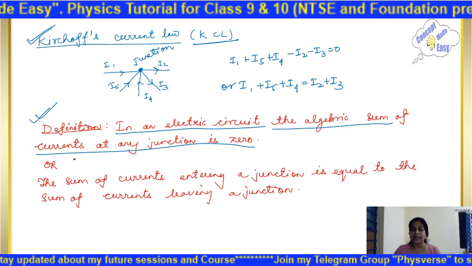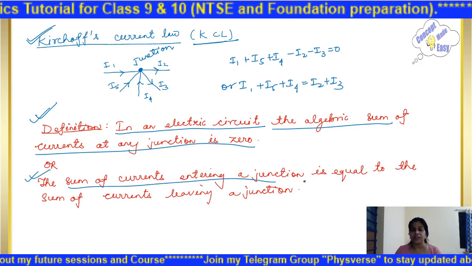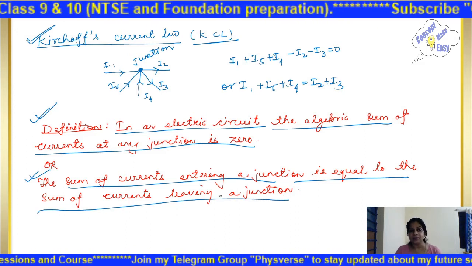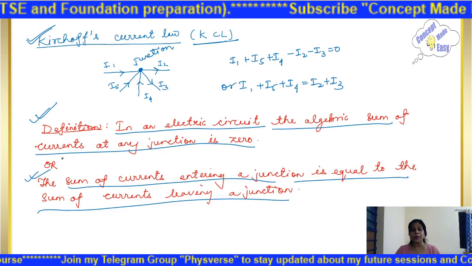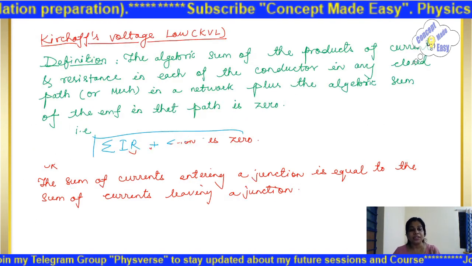Or another definition is that the sum of currents entering a junction is equal to the sum of the currents leaving a junction. So this second equation is the definition. Okay, I think this is very simple and clear. Now I am coming to Kirchhoff's voltage law.